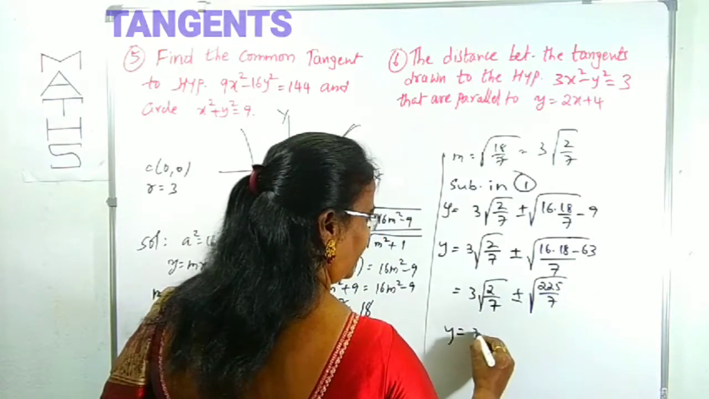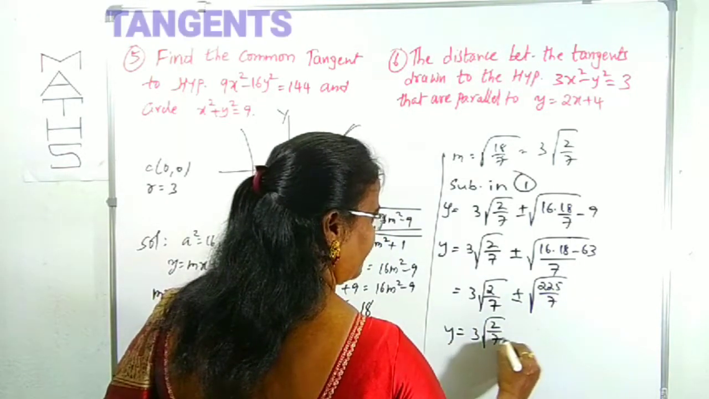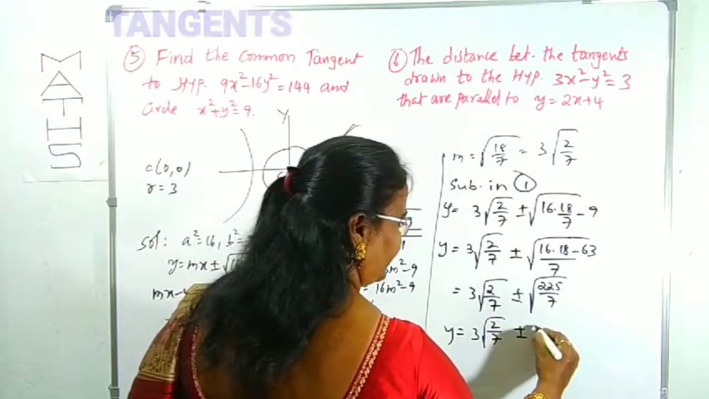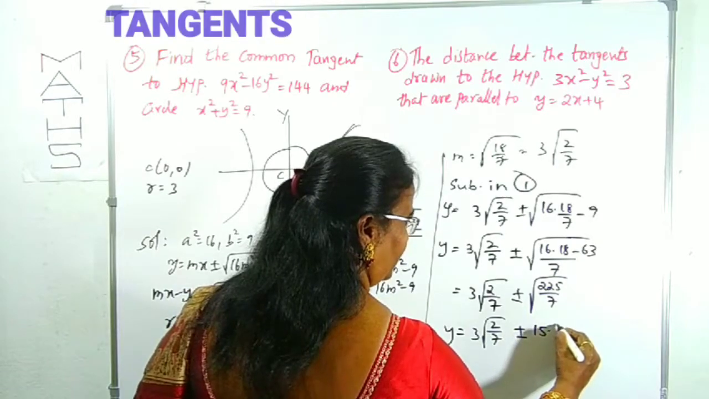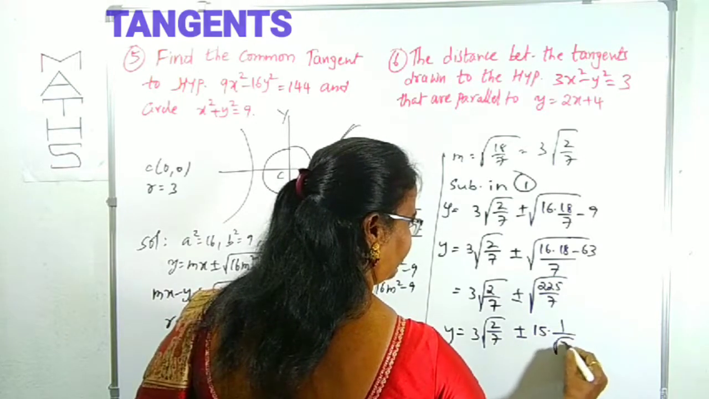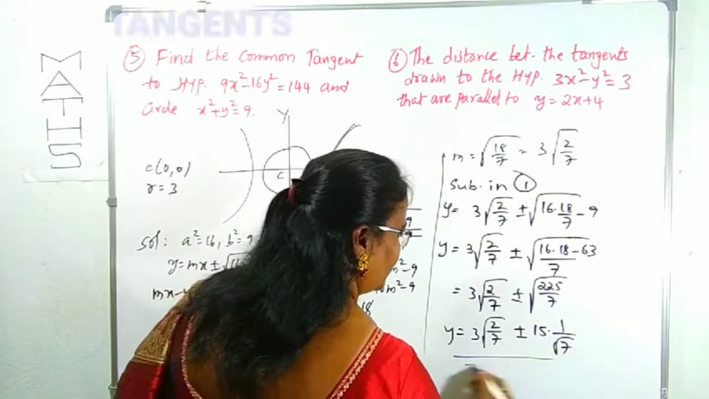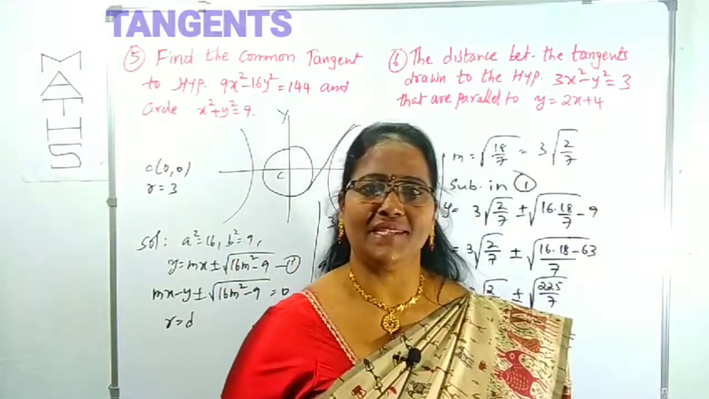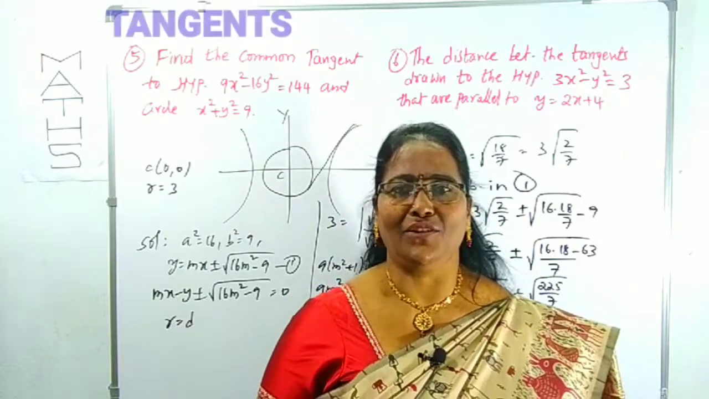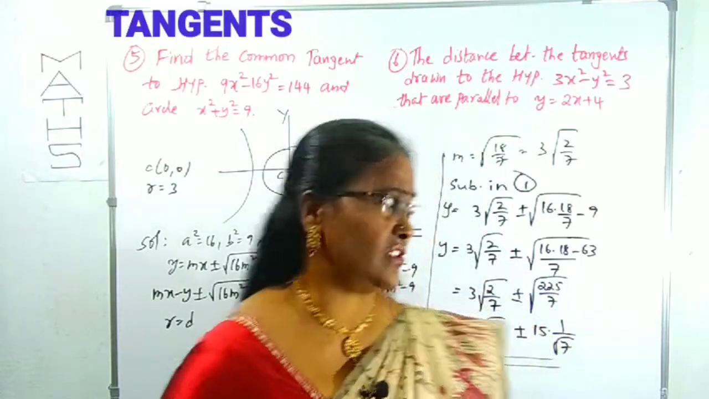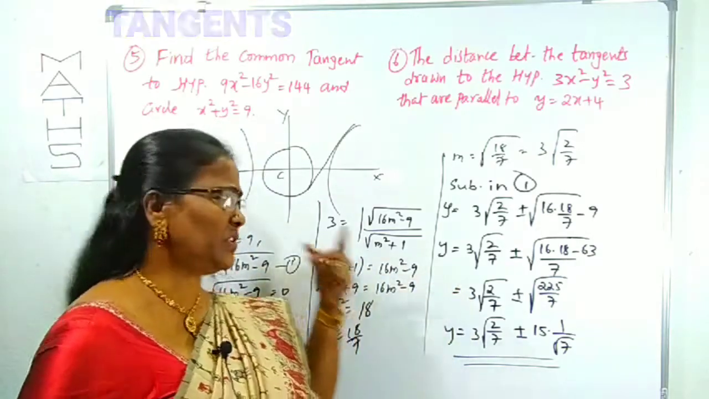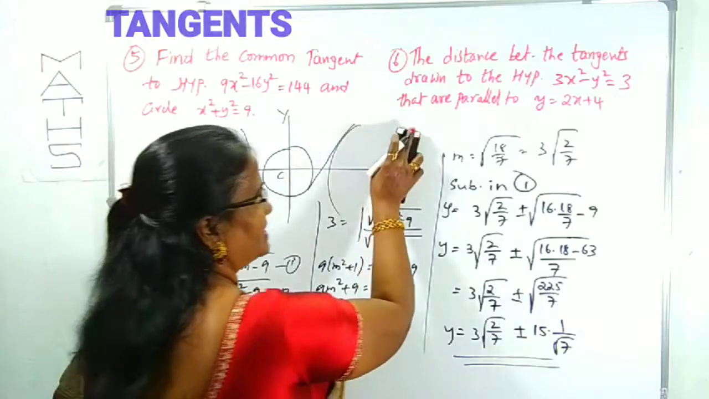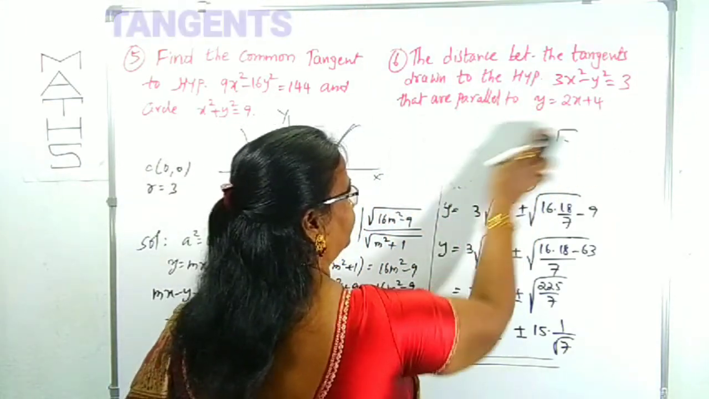That is, y is equal to 3 root over 2 by 7 plus or minus root 225, which is 15, into 1 by root 7. This is our required equation of common tangent to the given hyperbola as well as circle. Clear? Now you can concentrate on the next question. This is somewhat lengthy because the applications will be different. Clear? Now we can concentrate on question number 6.